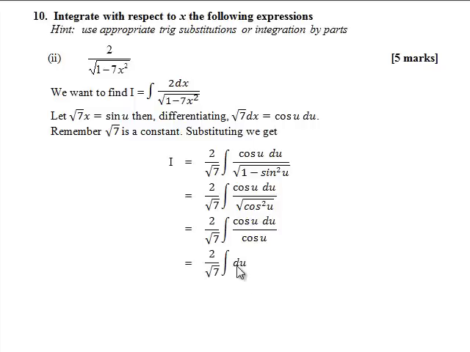Now if we integrate du, we're going to get u plus a constant of integration, and then we back substitute for u with this here. So we're going to get 2 arcsine root 7x over root 7 plus the constant of integration, and that's the answer to part 2.